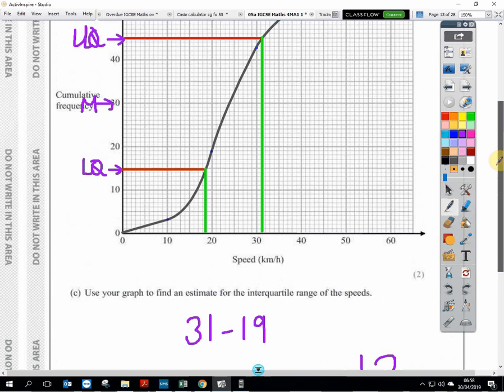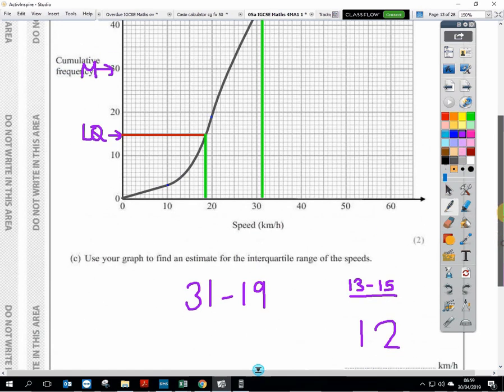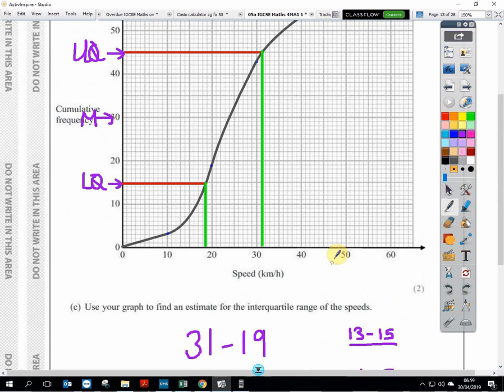Let's just have a look. In fact, in the mark scheme, it says accept answers 13 to 15. So I'm just slightly out, and that's probably because of the way that I've drawn it on the computer screen. It's not quite the same as drawing it on an actual script, but 13 to 15 is the allowable range.